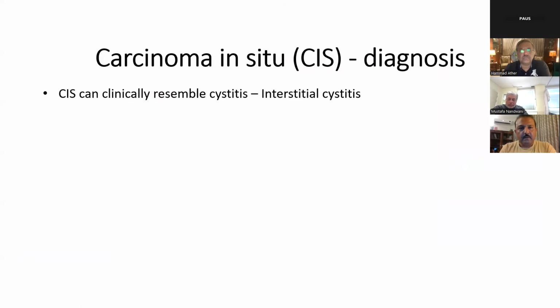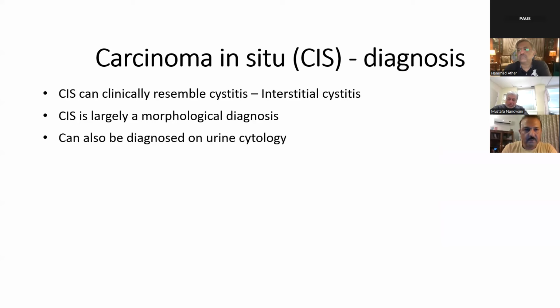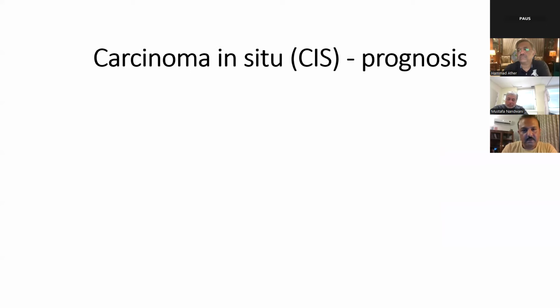This is a very important diagnosis. It can clinically mimic cystitis, like interstitial cystitis, and is largely a morphological diagnosis. Sometimes we do perform immunohistochemical markers like CK20, P53, and CK7, but most of the time it's morphology which is required for the diagnosis. And then, as I told you, urine cytology is a good tool for its diagnosis.